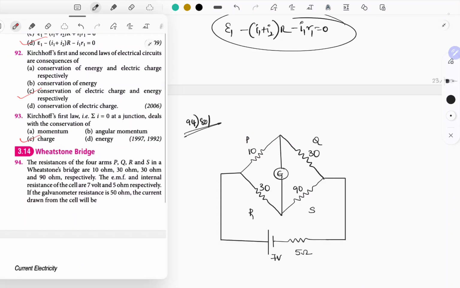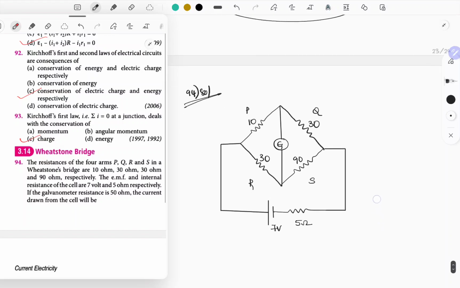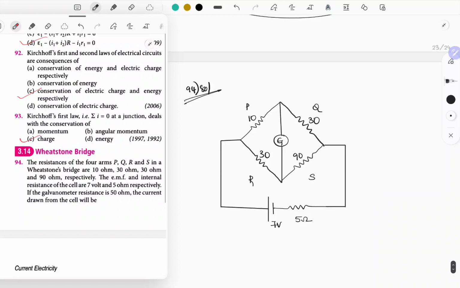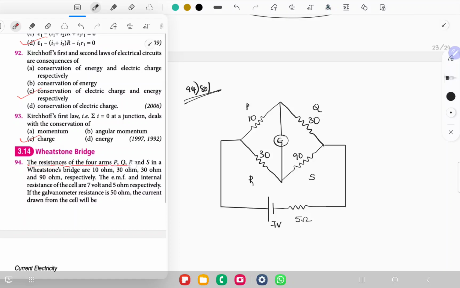Our next topic is based on Wheatstone Bridge. Let me read out this question. Question number 94. The resistances P, Q, R and S in a Wheatstone bridge are 10 ohm, 30 ohm, 30 ohm and 90 ohm respectively. The EMF and internal resistance of the cell are 7 volt and 5 ohm respectively. If galvanometer resistance is 50 ohm, they are asking the current drawn from this cell.